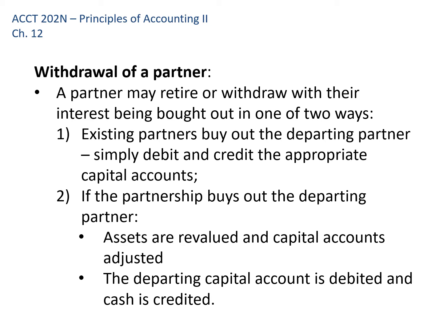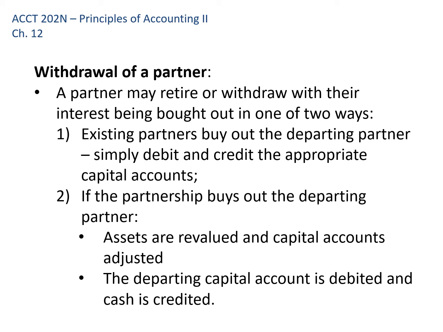So there's two ways, similar to the way that there's two ways a partner could buy in. They could either buy an interest outside of the partnership directly from an existing partner, or they could contribute assets to the partnership. Withdrawing is the same way. It could happen two ways. So either the existing partners personally could buy out the departing partner. In that case, we just swap out the capital accounts like we showed before, increase some capital accounts and decrease or wipe out the capital account of the person leaving.